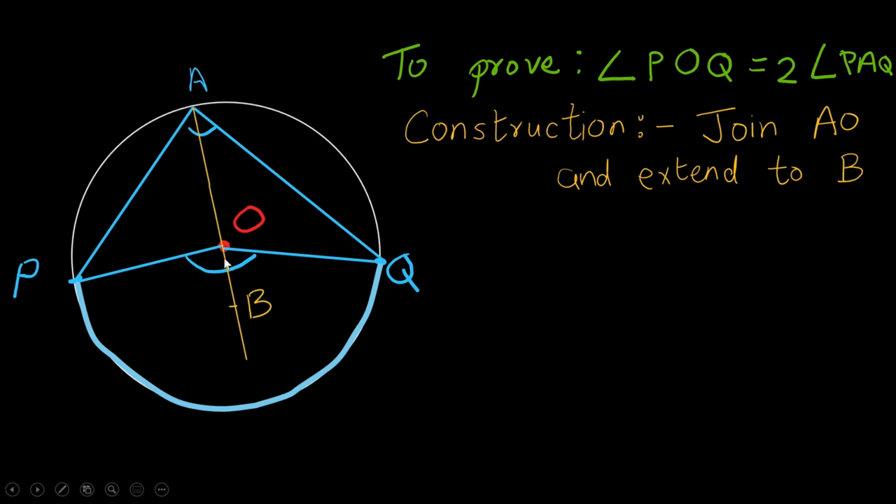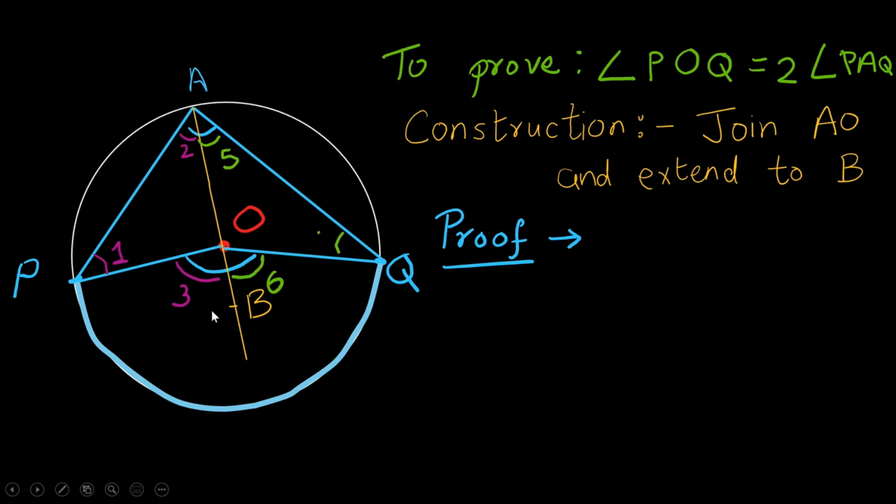We are joining it so that we can form triangles, because with the help of the triangles' properties, we can prove that this angle is twice this angle. So let's prove it. Let's name these angles as angle 1, angle 2 and angle 3. Can you think? Pause the video, think. What type of angles are these? Yes, you are right. These two are interior angles and this angle 3 is the exterior angle. So we'll use that one.